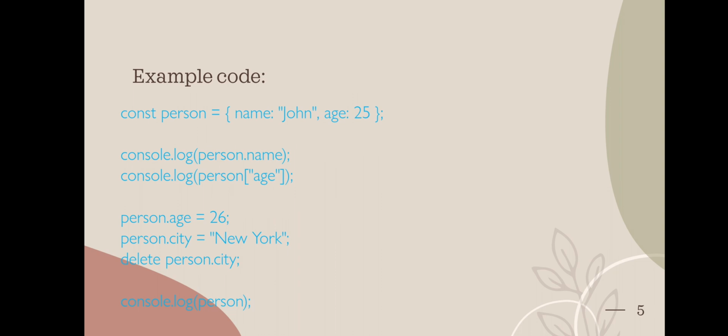you can look at the above example which is displayed on your screen. Here we declared an object and we access the element by using brackets, and here we update the person's age as 26 and we add a new property, city, New York, and we are going to delete by using the delete keyword, and if we print we can see the output.